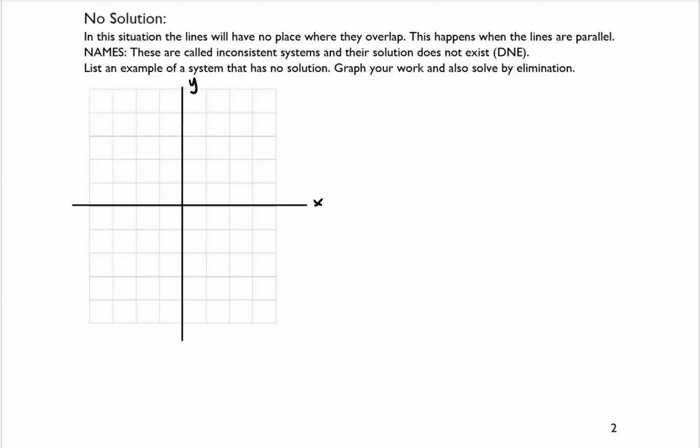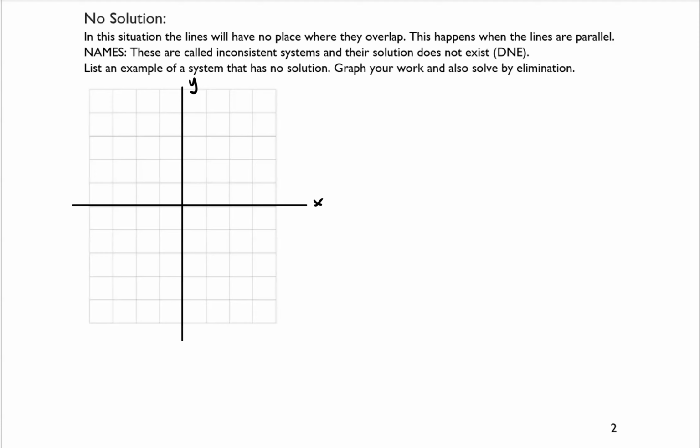Let's take a look at the scenario where there's no solution. In this situation, the lines will have no place where they overlap. This happens when the lines are parallel. These are called inconsistent systems, and their solution does not exist. Sometimes you will see that written as DNE.